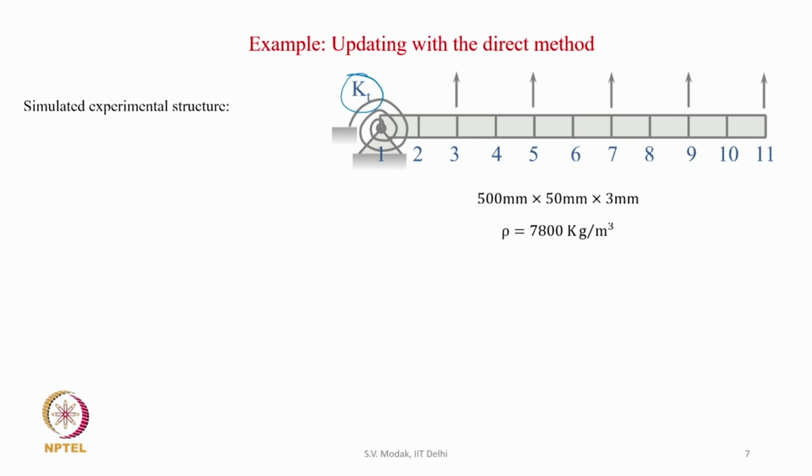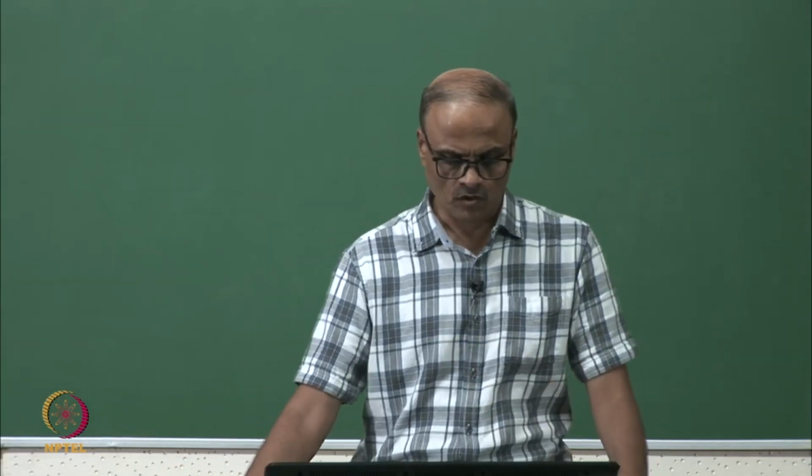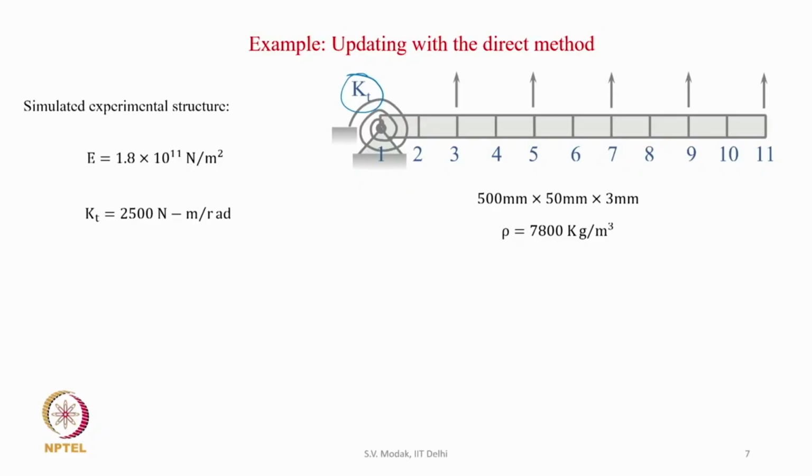For this cantilever structure, the length, width and thickness are 500 mm, 50 mm and 3 mm, the same cantilever we have used in our earlier studies, and the density is taken as 7800 kg per meter cube. The modulus of elasticity for this cantilever is taken as 1.8 into 10 to the power 11 Newton per meter square. This value is slightly less than the standard value, which presents a kind of deviation in the material property of the actual experimental structure. And then we take the torsional stiffness as 2500 Newton meter per radian.